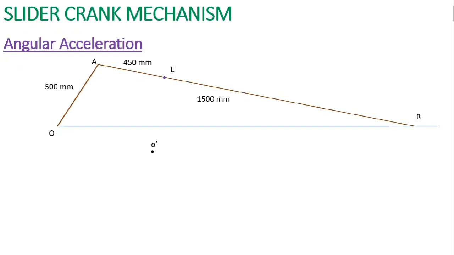So this O dash will be the fixed point. Now here every link will have two types of acceleration components. One which will be parallel to it, and one which will be perpendicular to it. The acceleration component which will be parallel to the links, we call it the radial acceleration component, and the ones which are perpendicular to the link, we call them the tangential acceleration component.